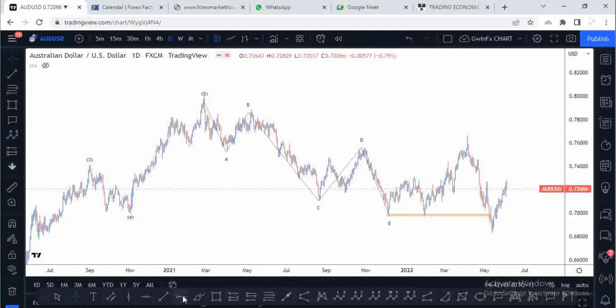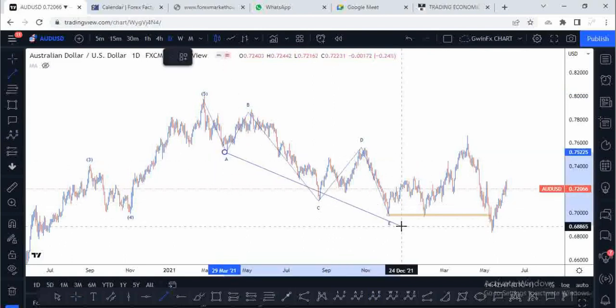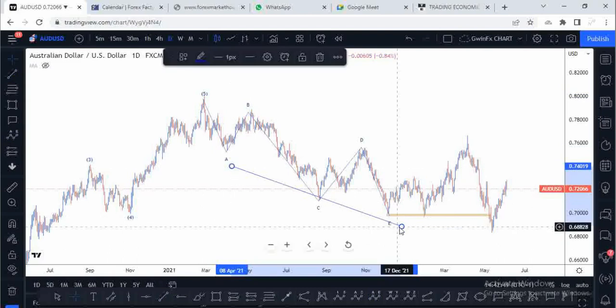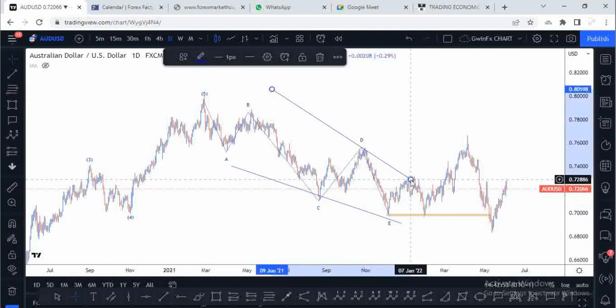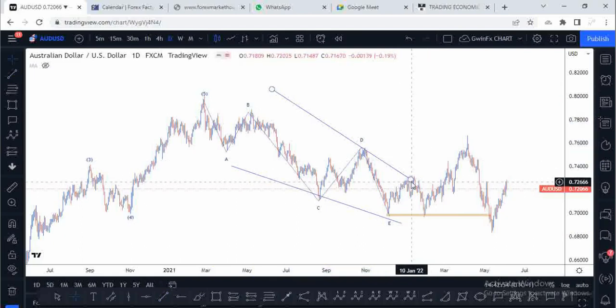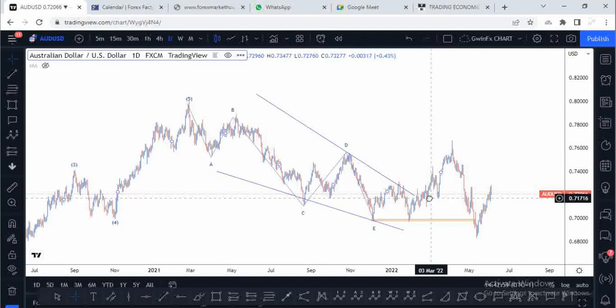All right, as you can see, the ABCDE pattern is drawn, and you guys can see that this is a very unique one, and I'm just going to go ahead and label that nicely. All right, so we have that contraction there, and we had that breakout there.